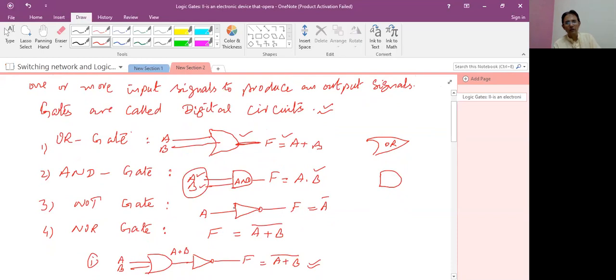NOT gate has a single input and a single output. This bubble represents negation. This gate is called the NOT gate.